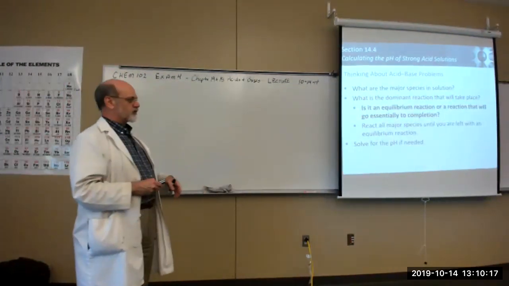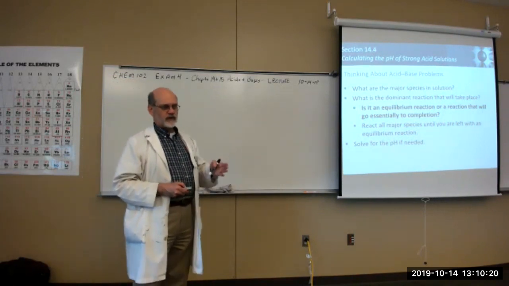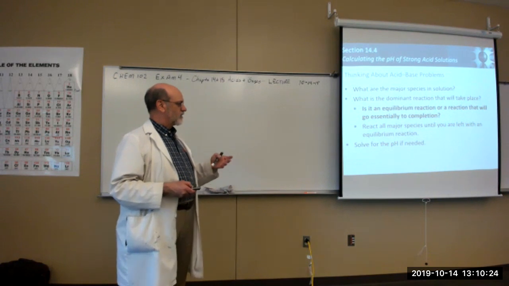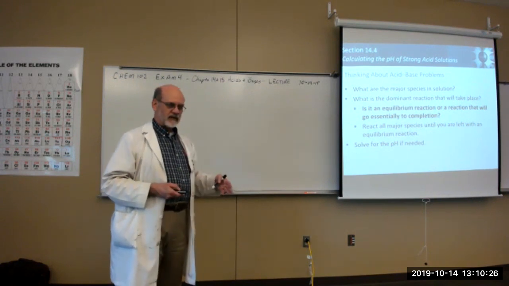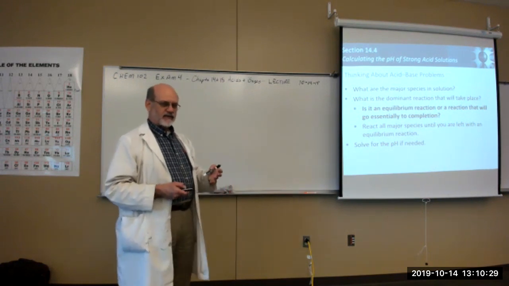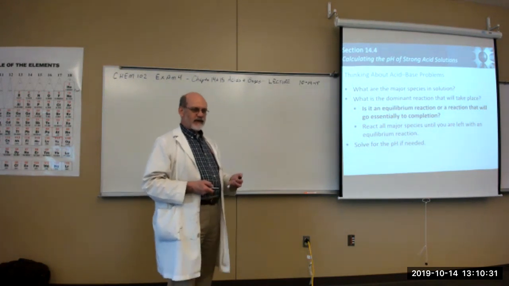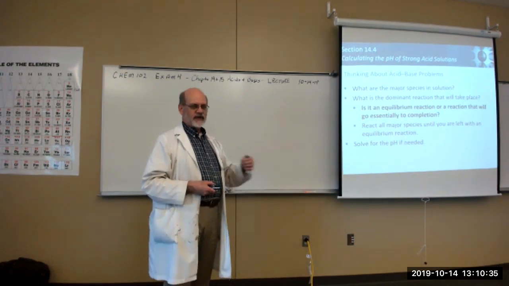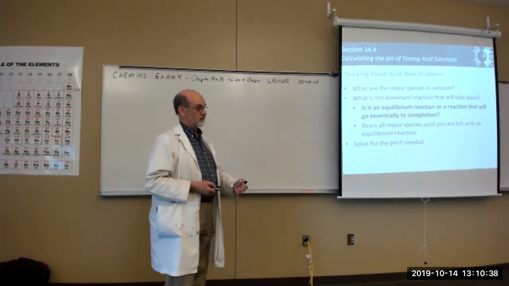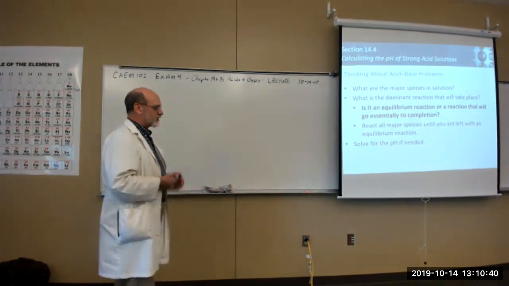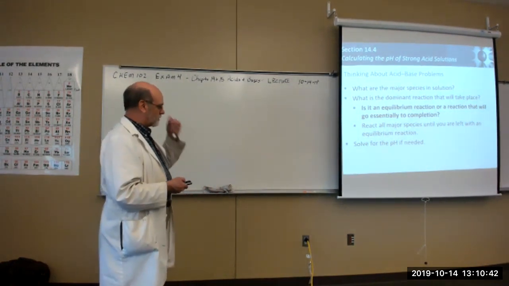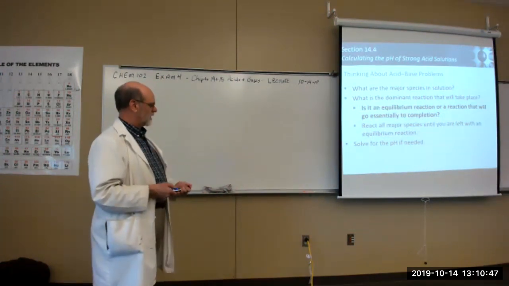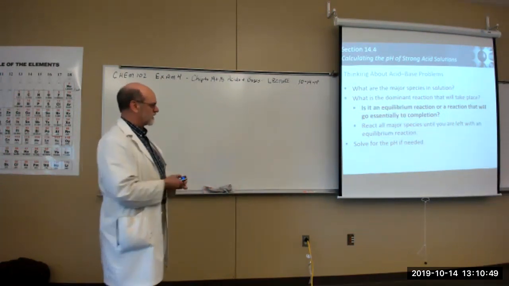Once you decide which ones are going to completion, those are the ones you want to do first. Get those species reacting to completion, and then what very often happens is the species that are left over after the reaction takes place are the ones that enter into an equilibrium situation. All right, so that's in words. And if necessary, determine what the pH is. And that all depends on the question that's being asked.